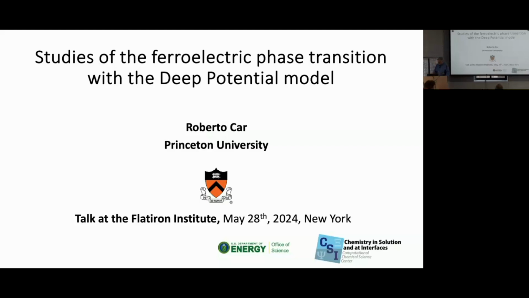ferroelectric phase transition was an ideal system to study because in this model we can represent not only how the potential energy surface depends on the atomic coordinates, but also how the polarization, the dielectric polarization, depends on the atomic coordinates, which is what is called the polarization surface. So let me move on.